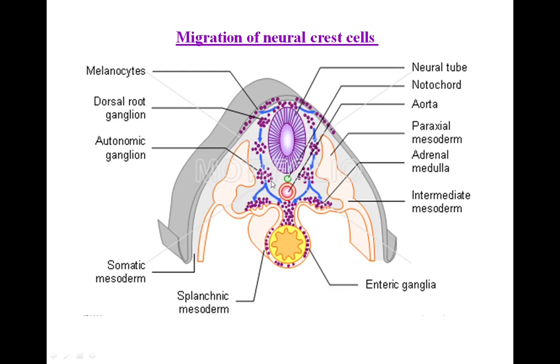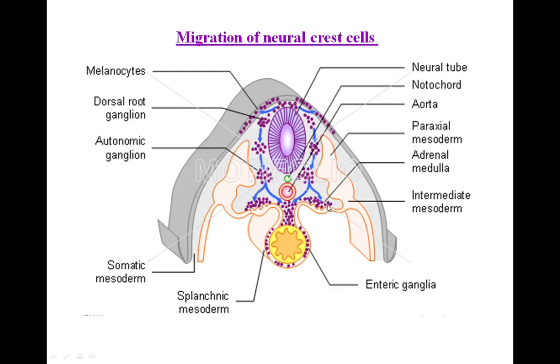They will go to the plexuses surrounding the aorta. This is the aorta, in front of the notochord, and they form the aortic plexuses. They enter into the gut wall and form the enteric ganglia. They enter into the adrenal gland and form the adrenal medulla.